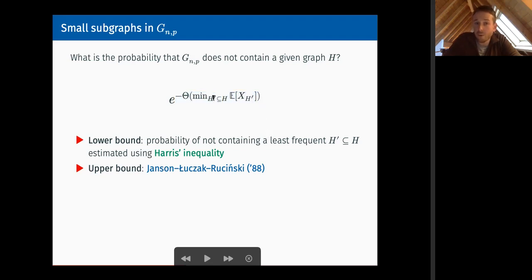So we look at all possible subgraphs H' of H, and we choose the one which in expectation appears the least number of times. And it turns out that this is correct, at least the order of the exponent is correct. And the upper bound was shown by Janson, Łuczak, and Ruciński in 1988. So in general, this is the first step towards answering this question, and it's already quite satisfactory. So we know the order of the logarithm of this probability.